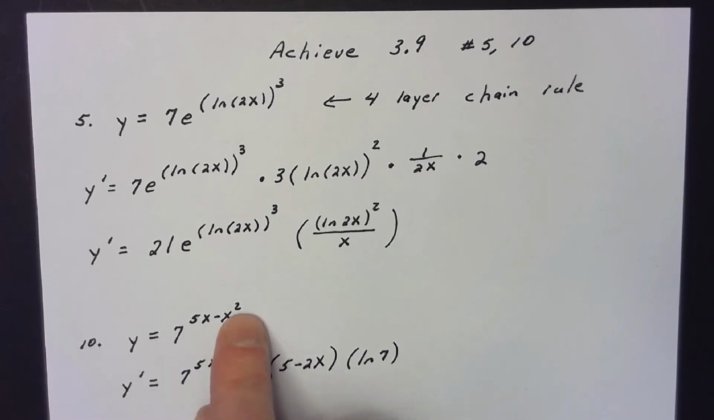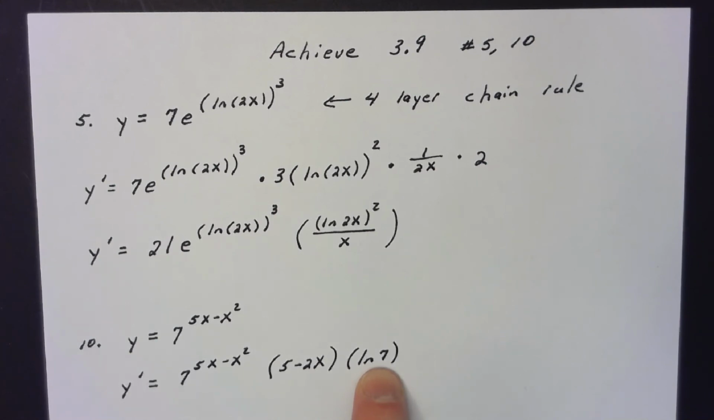So I say derivative of any exponential function is that exponential function times the derivative of its exponent. Well, the derivative of 5x minus x squared is going to be 5 minus 2x. That's where this comes from. And then you just need to remember, anytime you're multiplying by something other than a base e, then you have to put the natural log of 7 in this case. So my final answer is the exponential function times the derivative of its exponent times the natural log of its base. That will always be the case for those types of problems.